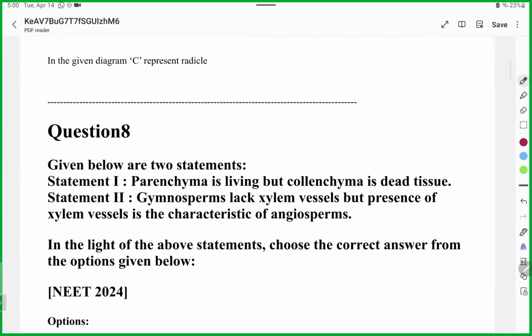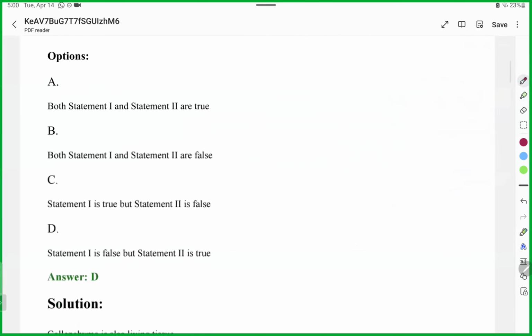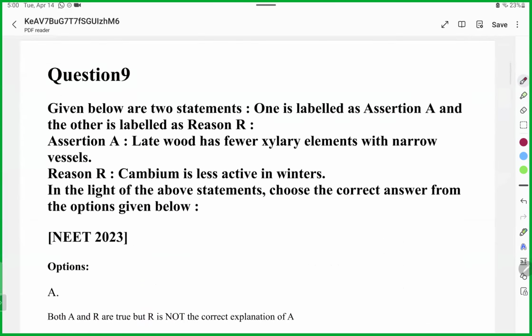Next, Rayan. Parenchyma is living, but collenchyma is a dead cell. Is this correct? No, no sir. Both are living. Only sclerenchyma is dead. Second, gymnosperms lack xylem vessels. Is it true, sir? Yes, this is true. Xylem vessels are absent in gymnosperms but present in angiosperms. We didn't do this yet.